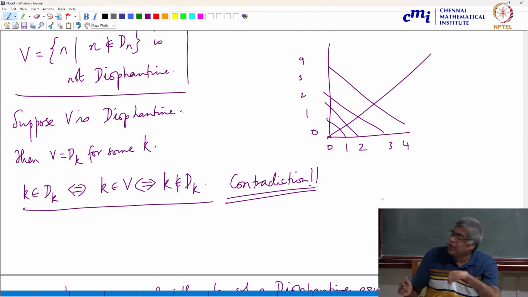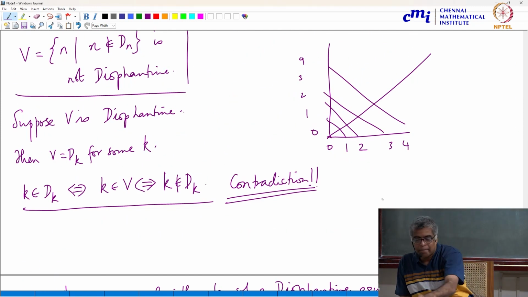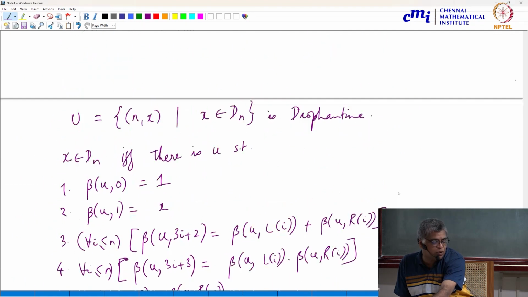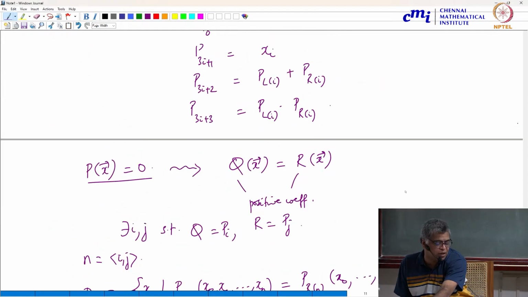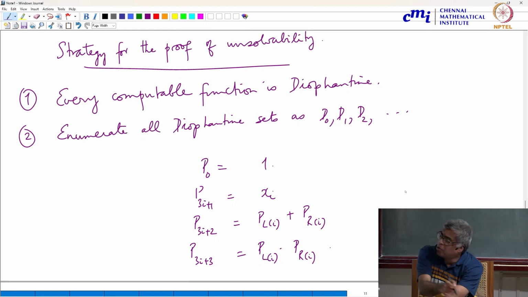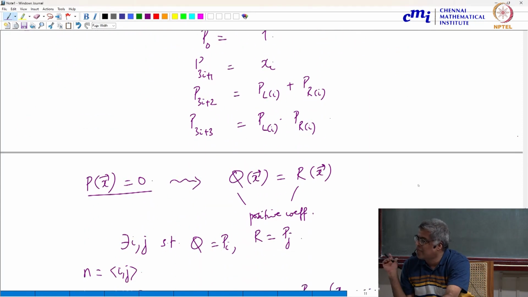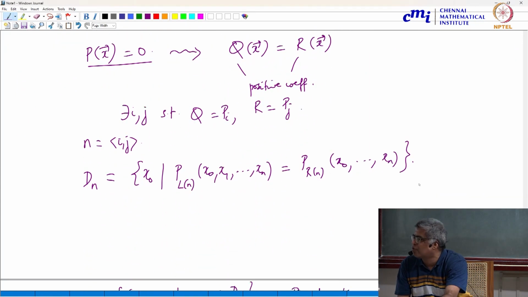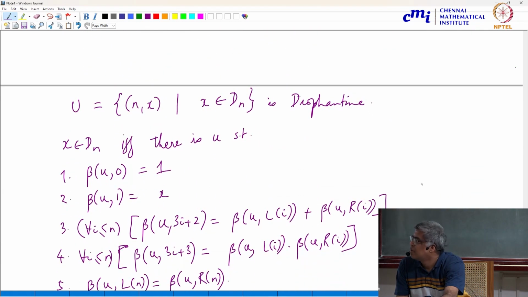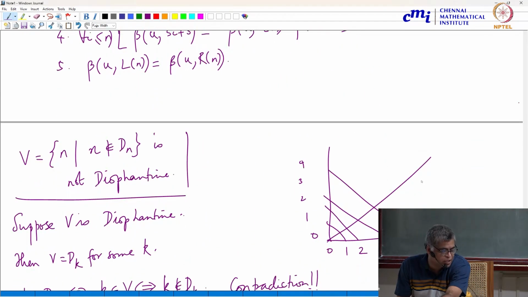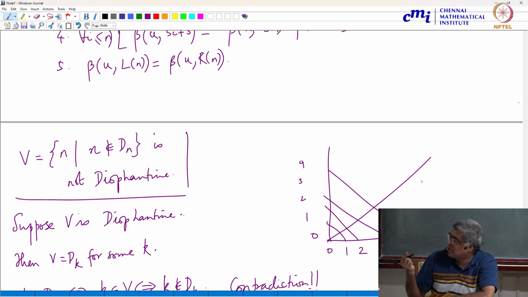So this V I have shown is not Diophantine. Earlier I said, of course I didn't have time to prove it, but it's okay, that every computable function is Diophantine, and that V is not Diophantine. Therefore, what can you conclude? It is not computable, right? So that's a concrete example of a function.